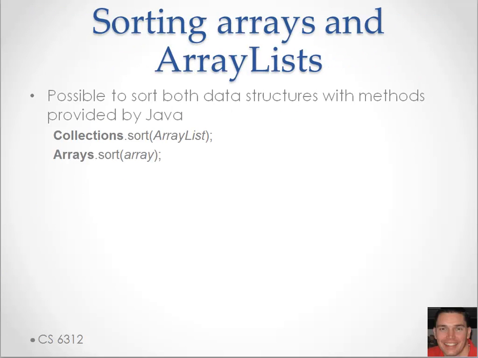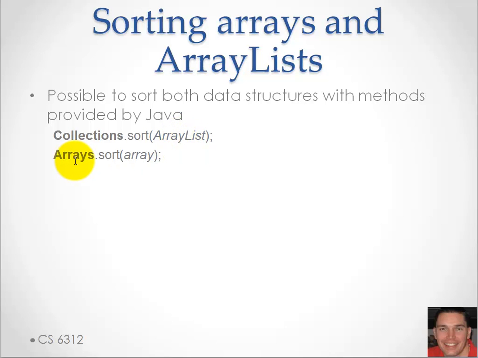So now I want to move on to a very specific example. One of the things that we commonly want to do is sort our collection of data. Looking here at sorting arrays and ArrayLists, it's possible to sort both of these types of data structures with methods provided by Java. We've talked about the Collections class, so I can call Collections.sort and pass in my ArrayList, and that's going to sort it if it is a well-defined type, for example, if it contains doubles or strings.